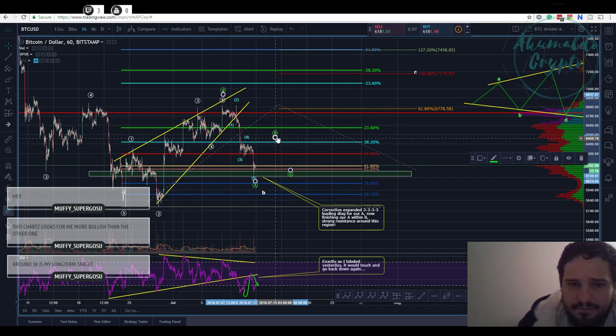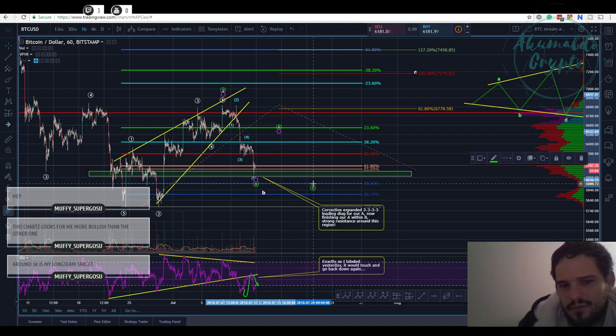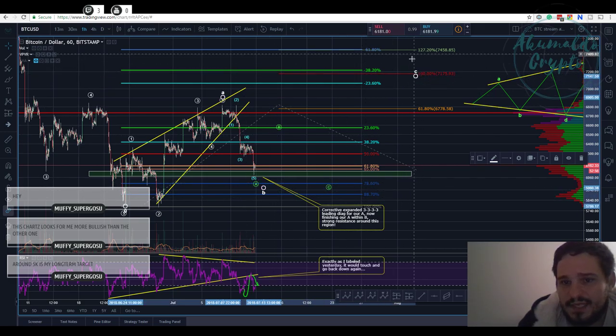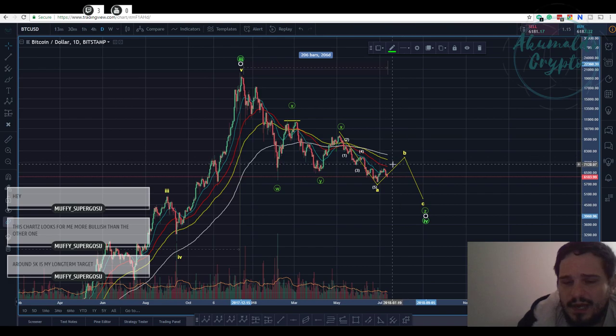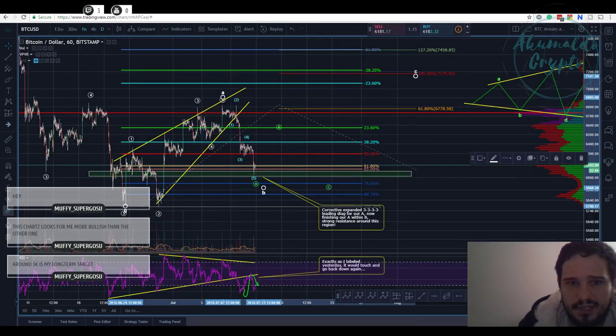We need to finish this A, put our wave B here, and finish our C, which can be truncated, not really going below the wave A, or it can go below the wave A, which is common, with an ending diagonal here, and then we would go up to finish this wave C. This would be our B. All we are doing now is, according to my count, we are in this B here. What we are doing now is finishing this A, B, C. This is our B.